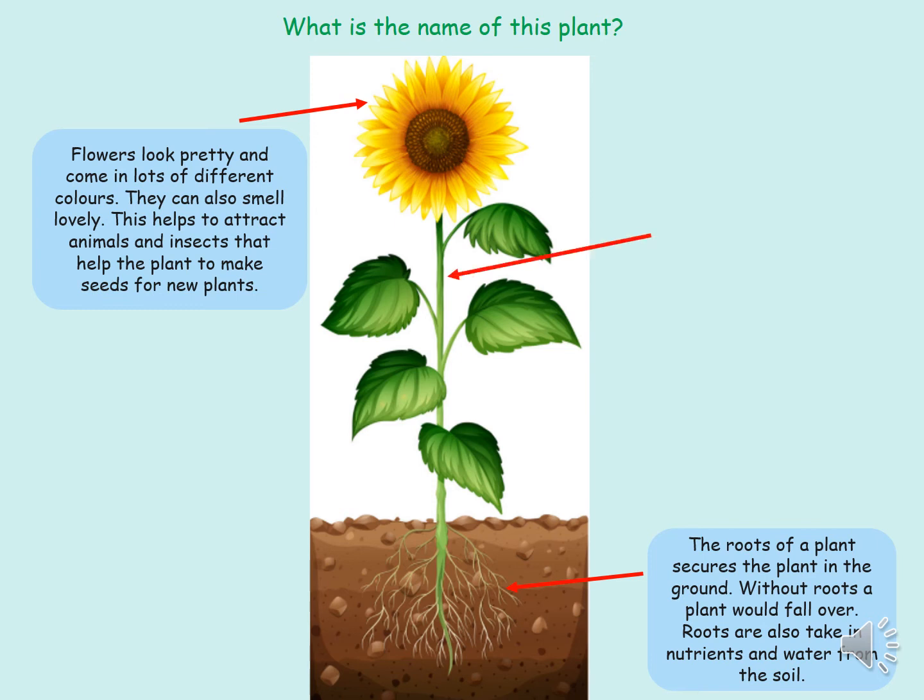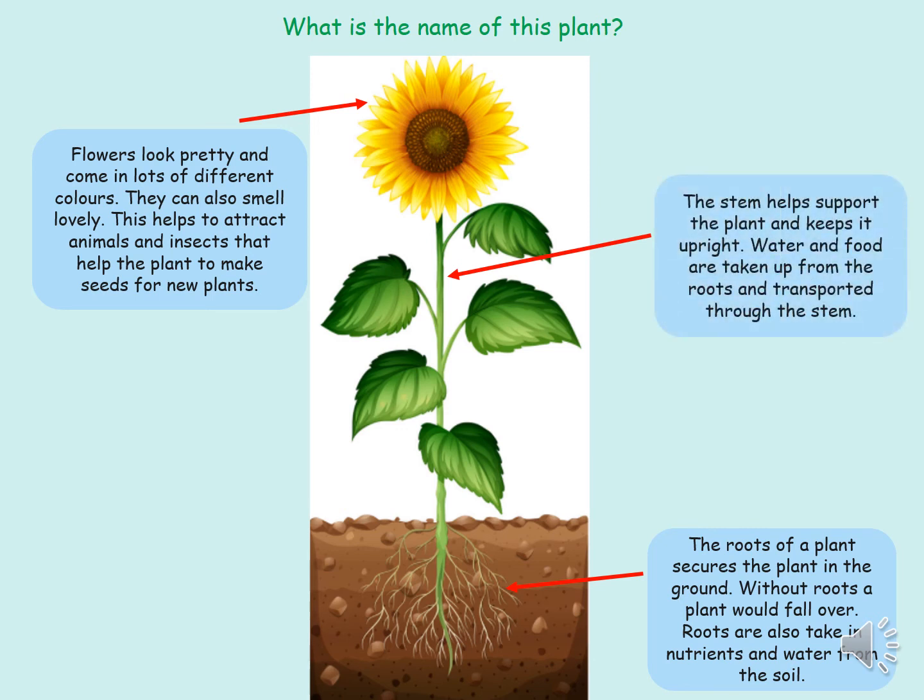Have a look at the red arrow. What part of the plant is this called? This part of the plant is called the stem. And the stem helps support the plant and keeps it upright. It acts as the spine of the plant. So in humans, we all have a really long backbone, and we call that backbone our spine. The stem acts as the spine of the plant.